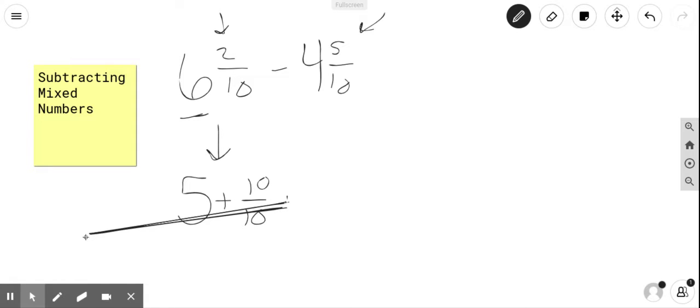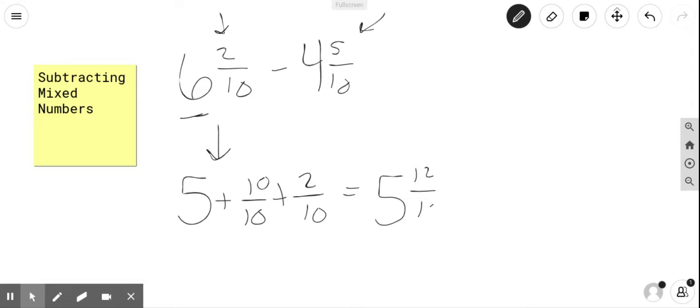We can't forget about that 2/10. We have to bring that down too. So if we add that all up together, we get 5 12/10. That's an improper fraction, but we want it to be like that so that we can continue to subtract. Now that we have a larger numerator here, we can bring down this number and finish our subtraction problem.